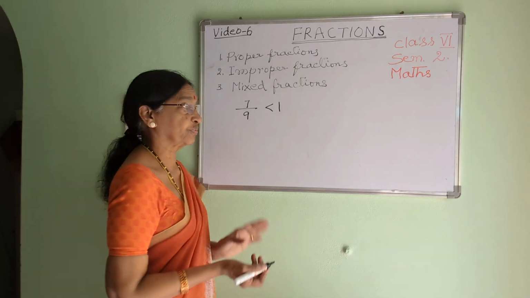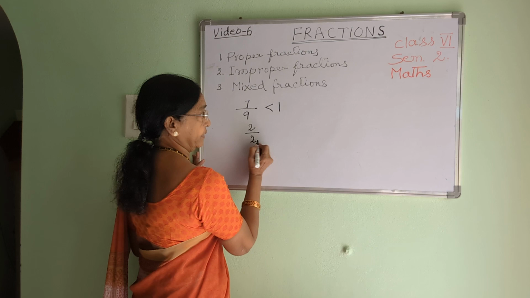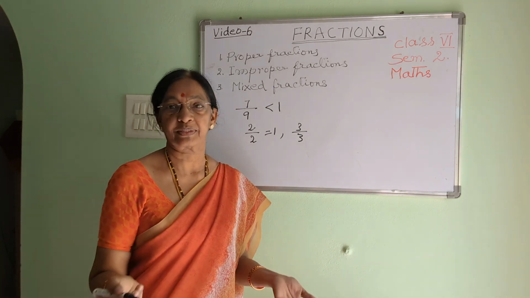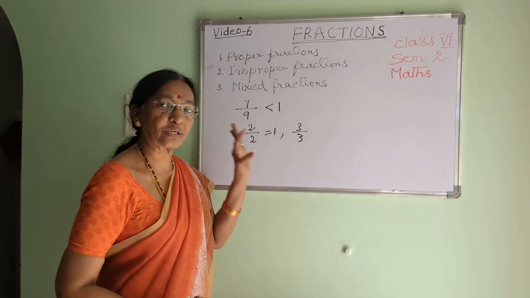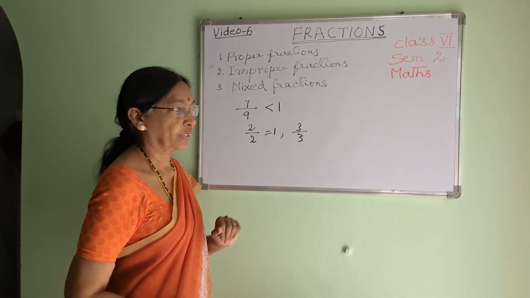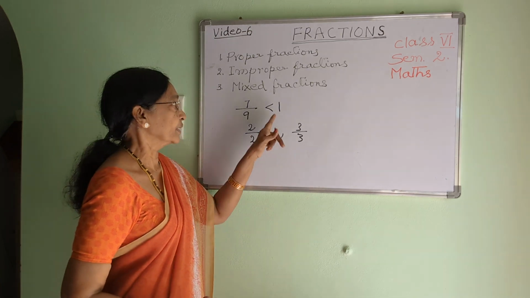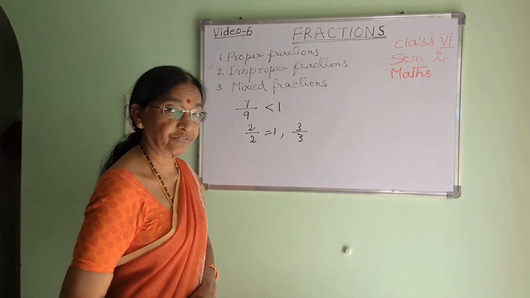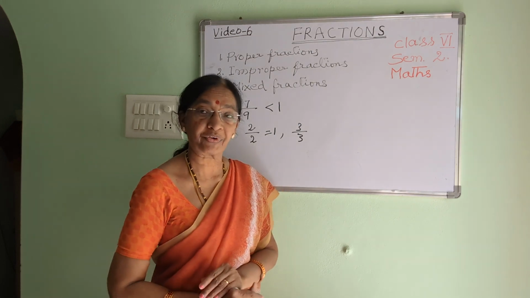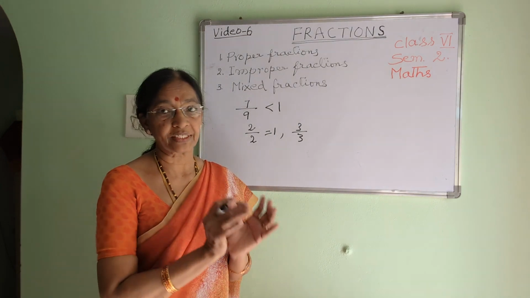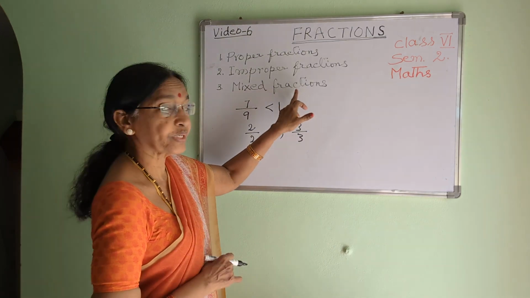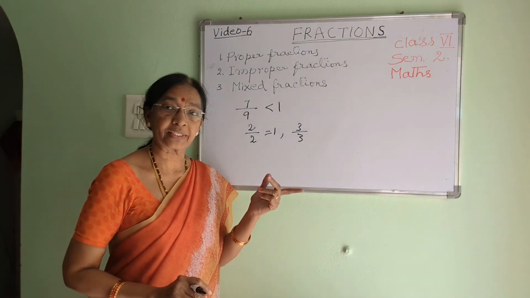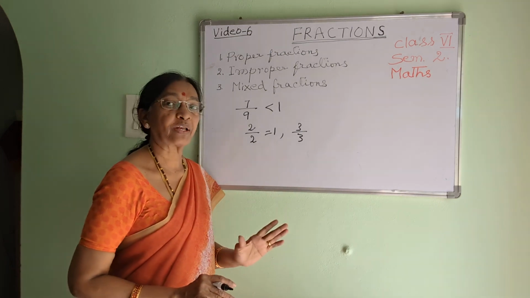How do you say that it is equal to 1? If the numerator is equal to the denominator, then its value is 1. 3 by 3 is equal to 1, 4 by 4, 5 by 5, 6 by 6, whatever. If the numerator is less than the denominator, it is less than 1. If the numerator is greater than the denominator, it is greater than 1. That is an improper fraction. The value of an improper fraction is always greater than 1. It contains a whole number and a fraction when converted into a mixed fraction.